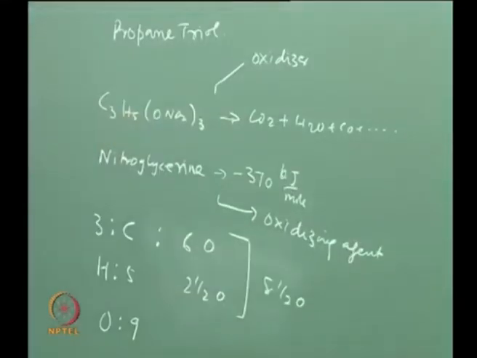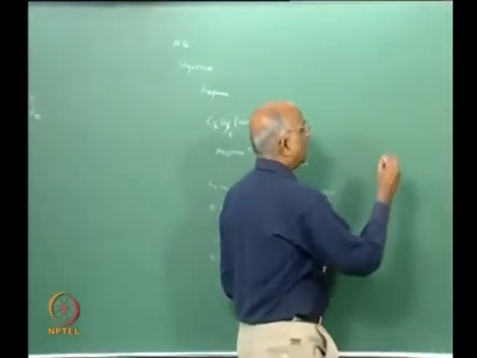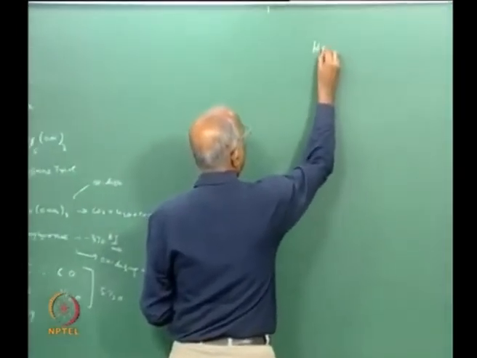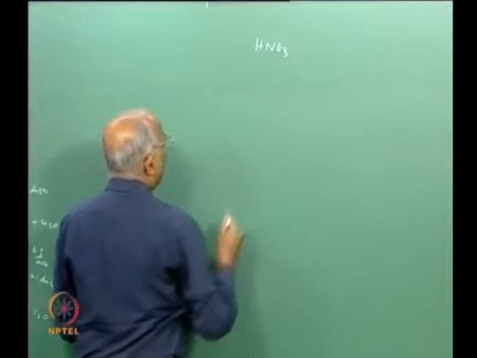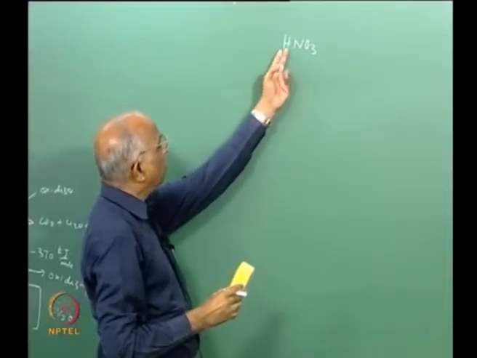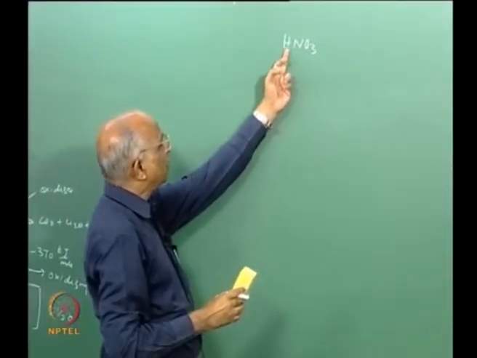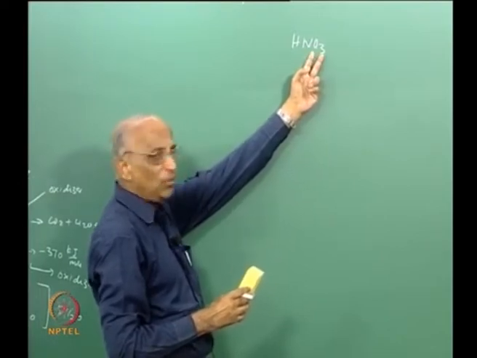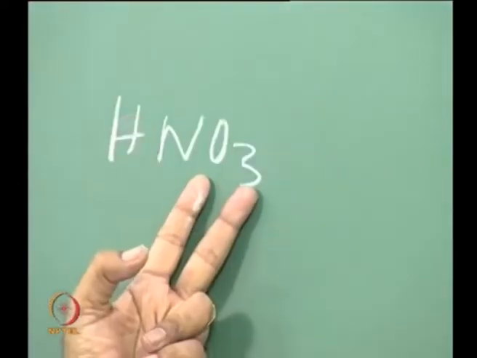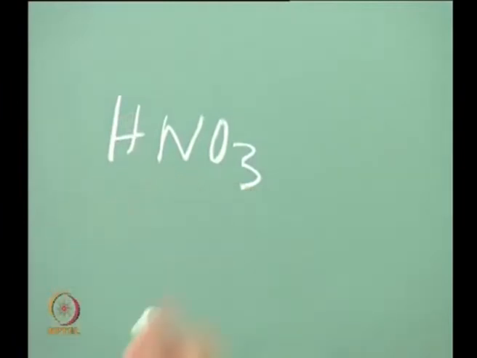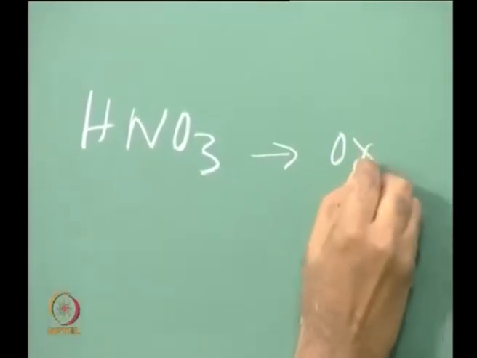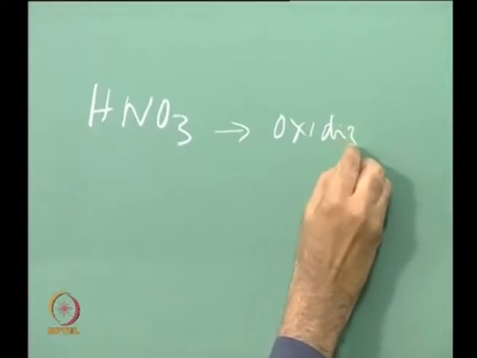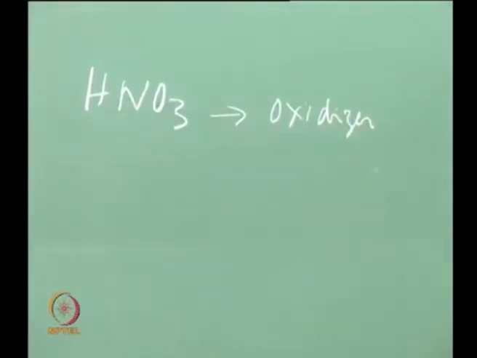I think I should repeat it, because it is something which is important. Let us take a substance like HNO3, nitric acid. If I take nitric acid, I have 1 atom of hydrogen, which requires half atom of oxygen. Therefore, I am still left with 2.5 atoms of oxygen. Therefore, nitric acid can be used as an oxidizer. That means it can still be used as an oxidizer, even though it is an acid.